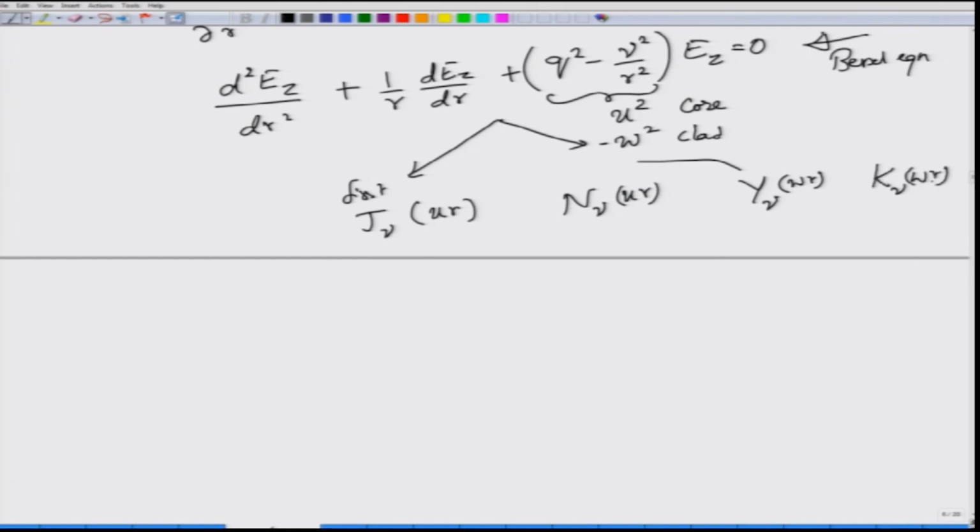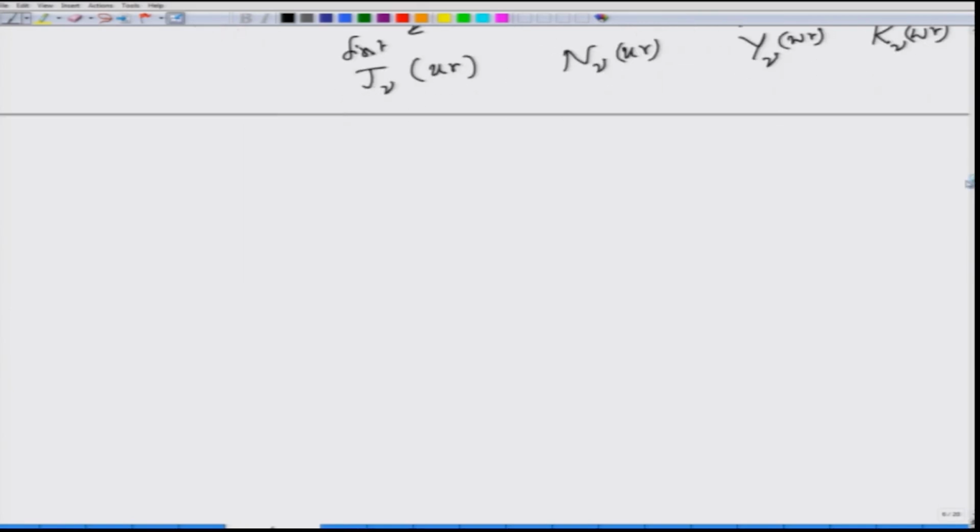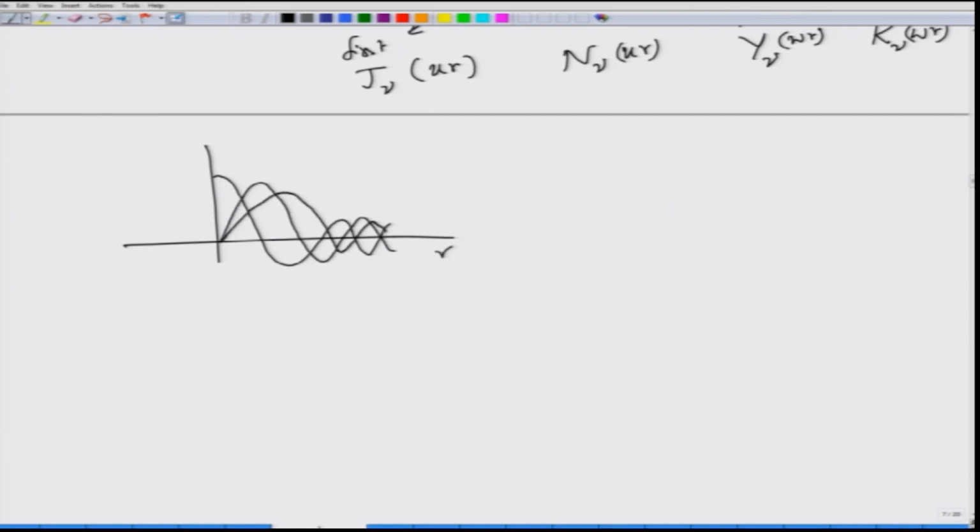If you look at how these equations behave, and sketch them as a function of the radial distance, this is how the solutions would behave. This is your J0 of some r, this is your J1, then you have J2. These are like damped sinusoidal excitations.